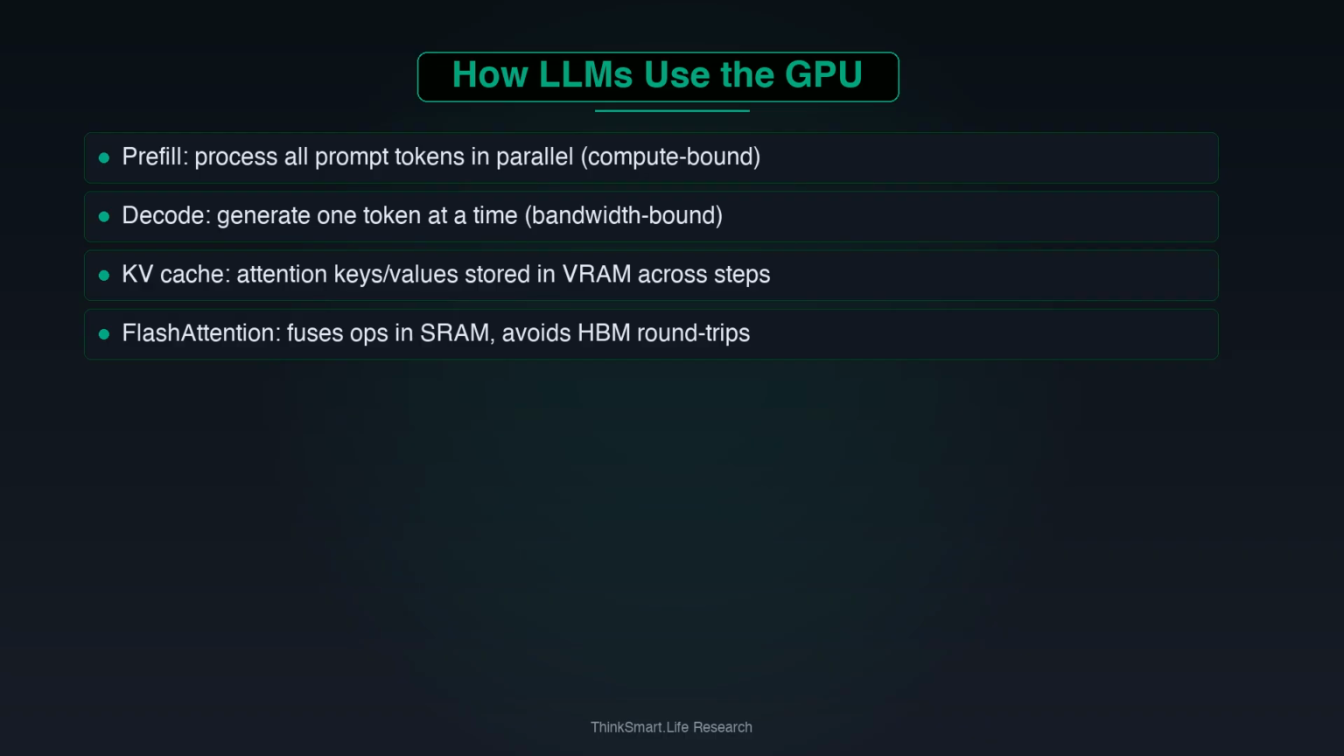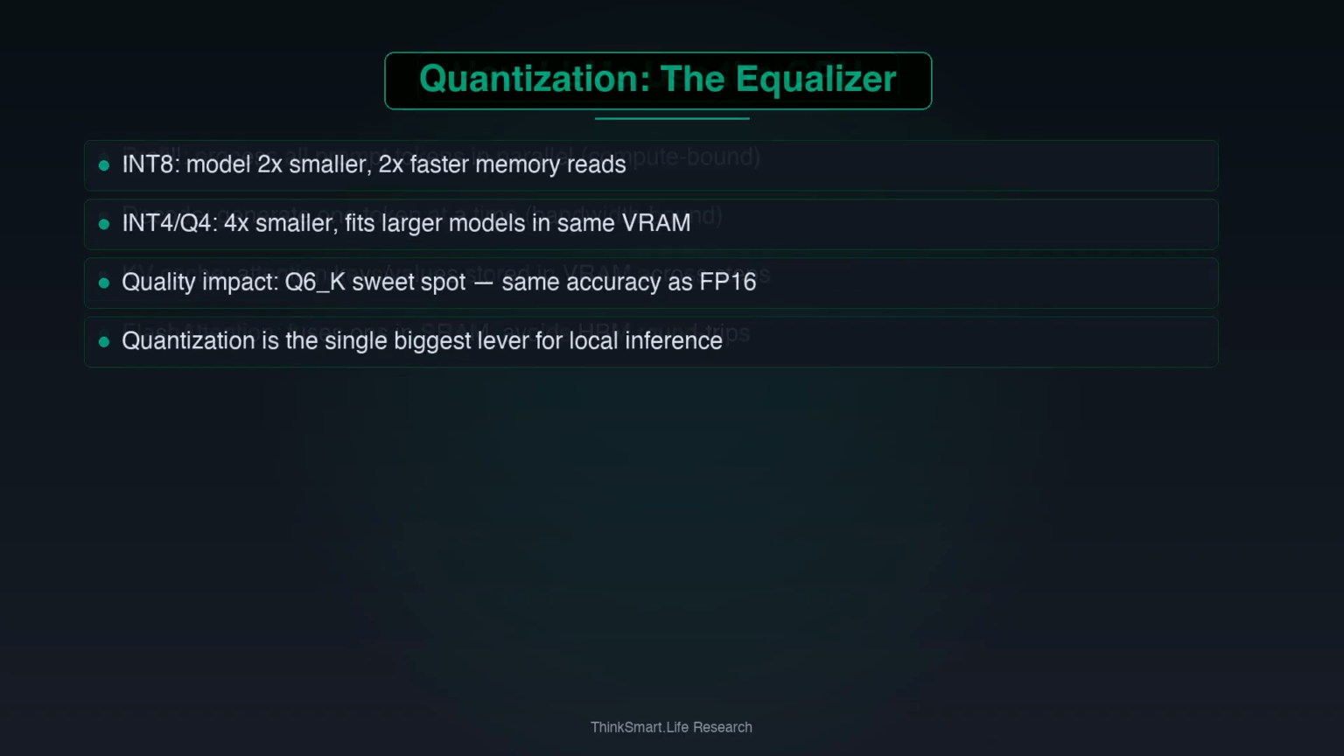FlashAttention addresses this by restructuring attention computation to avoid materializing the full score matrix in VRAM. Instead, it tiles computation into blocks that fit in shared memory, reducing HBM reads and writes by 5 to 10 times for long contexts. PagedAttention, used in vLLM, treats the KV cache like virtual memory, managing a pool of fixed-size pages to eliminate fragmentation and maximize VRAM utilization for serving.